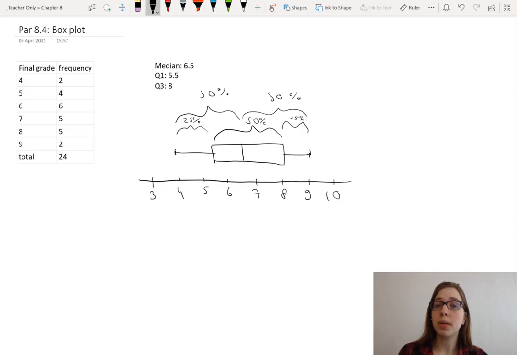I guess this is all I'm going to say about this. In the exercises, you're going to be practicing both with drawing your box plots and with analyzing them using these percentages to get useful information. So good luck with that.